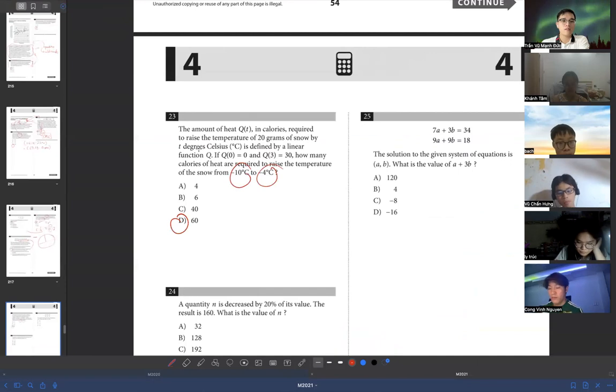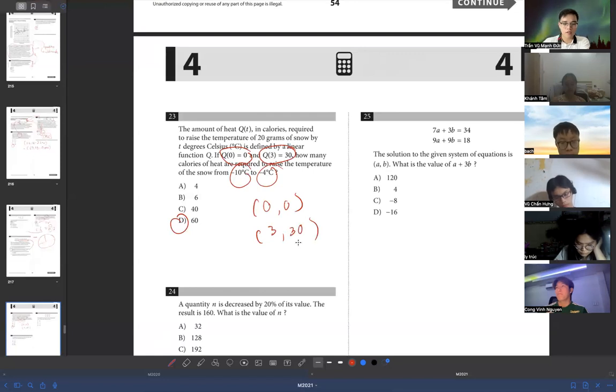20 grams of snow by T degrees Celsius defined by a linear function. Basically, you have these two equations. Firstly, x is 0, y is 0. Secondly, x is 3, y is 30.